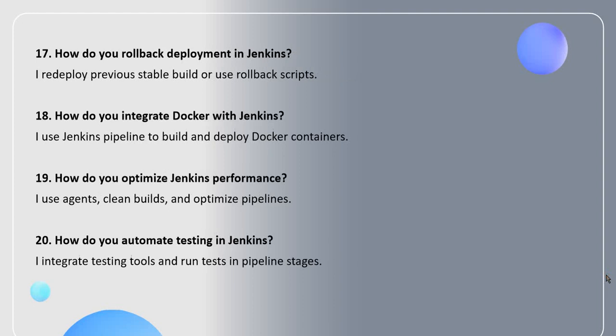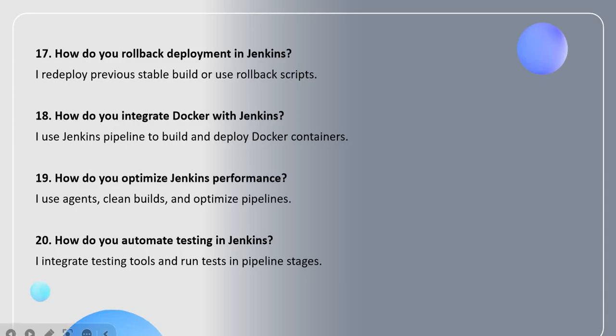18. How do you integrate Docker with Jenkins? Answer. I use Jenkins pipeline to build and deploy Docker containers. Jenkins can automate container build and deployment easily. 19. How do you optimize Jenkins performance? Answer. I use agents, clean builds, and optimize pipelines. This improves speed and reduces load on Jenkins server.